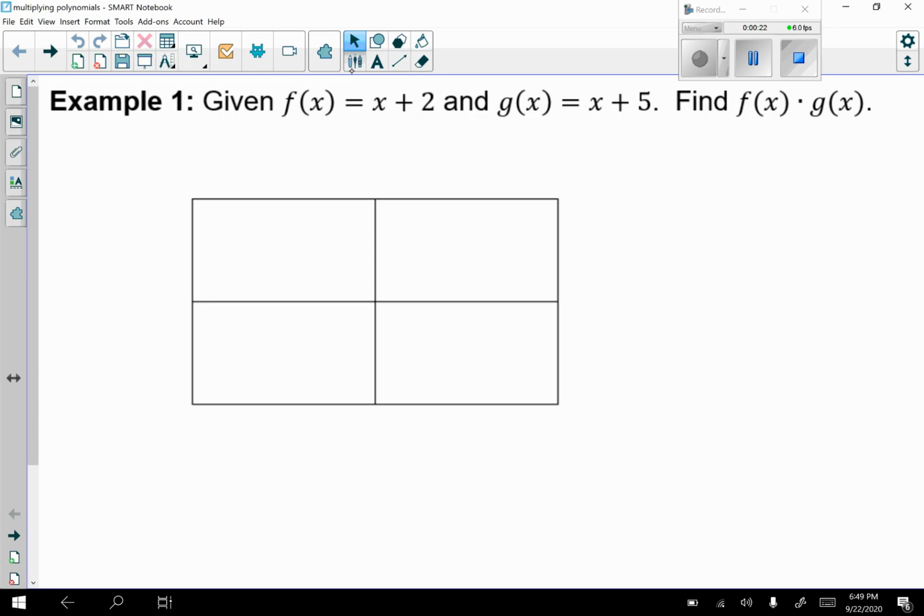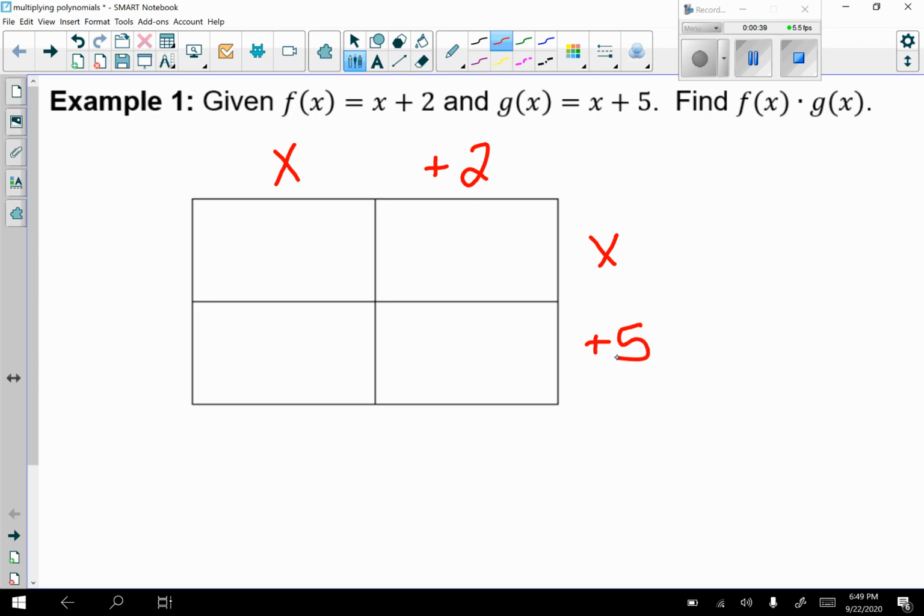So we have f of x equals x plus 2 and g of x equals x plus 5. We want to find f of x times g of x. So I'm going to label x plus 2, and here's the first difference. I'm going to make sure to put my x plus 5 on the right side. Now I'm going to multiply. Remember, when you're multiplying polynomials, you add their coefficients.